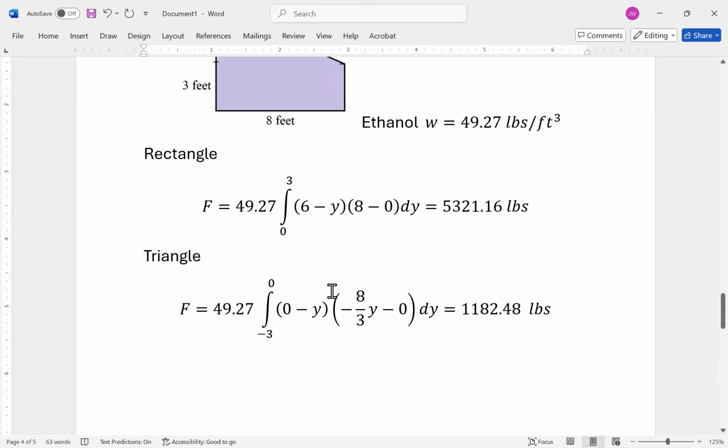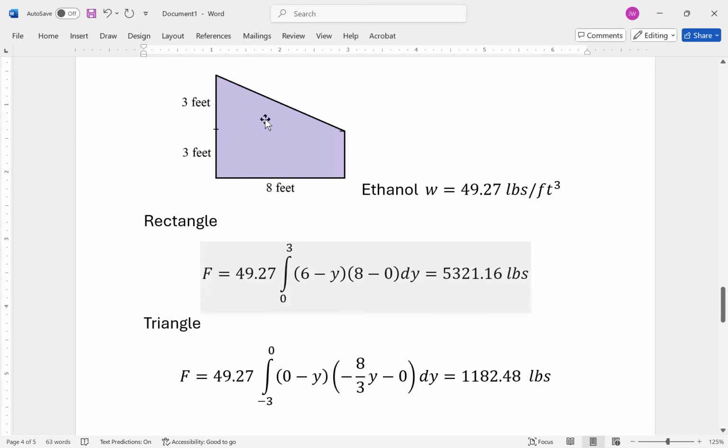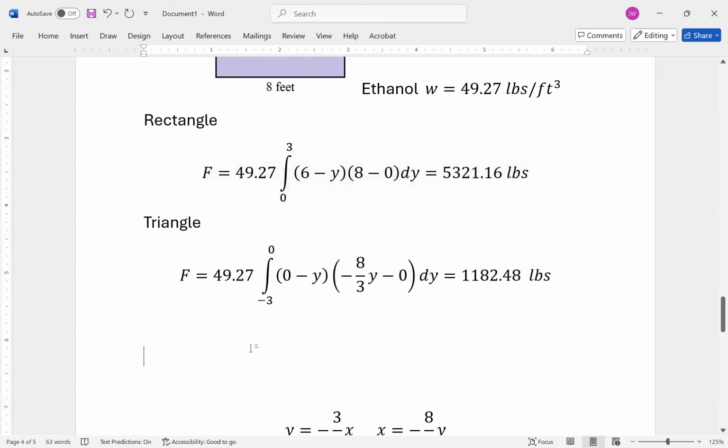So the fluid force on the rectangle is this 5,321.16 pounds. The fluid force on the triangle portion is 1,182.48 pounds. Notice that the rectangle is a lot more because the depth was a lot more. It's lower down. And the triangle is less. It's higher up, and also there's less area there.